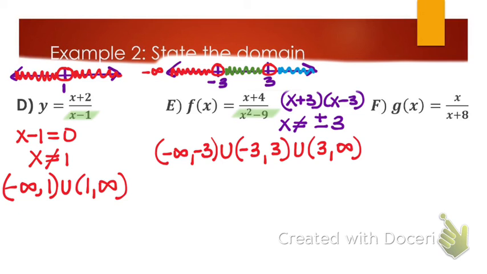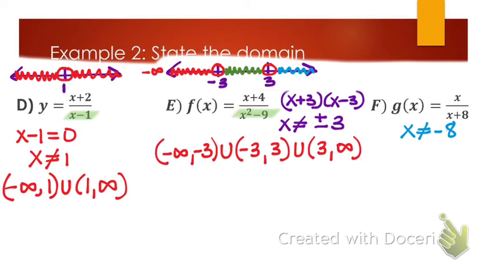Okay, so now let's look at G, or the last one. I want you to try to do that one by yourself, because that one is like D. So see if you can set that up and write your domain. So 8 is okay, because if I put an 8 right here in my denominator, what is 8 plus 8? 16. So 8 is okay. We need to figure out what number would cause this to be a 0, and that's not positive 8. Negative 8. Because negative 8 plus 8 would be 0, and you cannot divide by 0. So x cannot equal negative 8. That's the only number that's not okay.